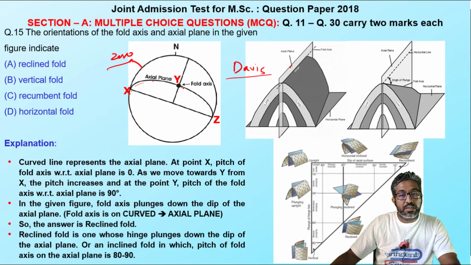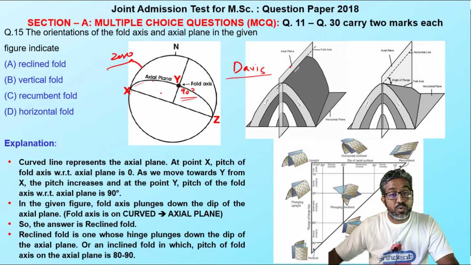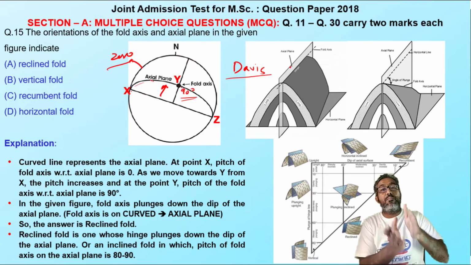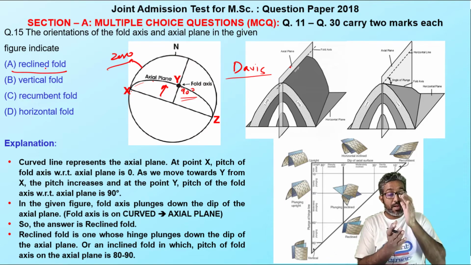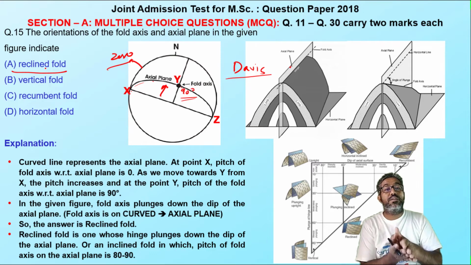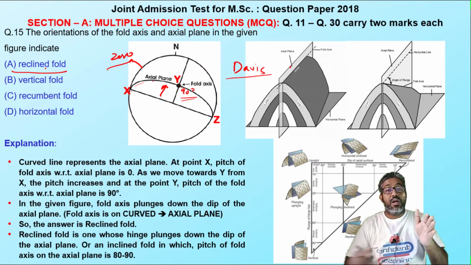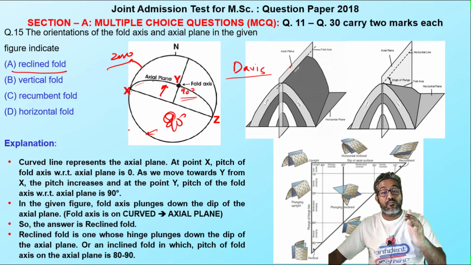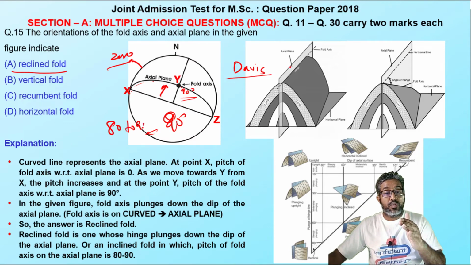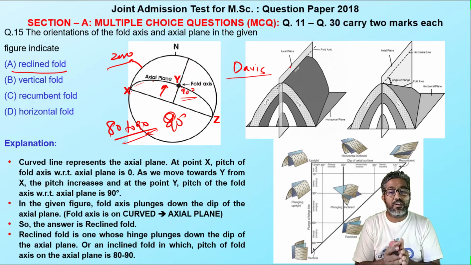With respect to this fold axis, it has 90 degrees. Both are in the same direction, which means they are parallel to each other. If they are parallel to each other, what do you mean by this? This is the definition of the reclined fold. If the fold axis and the axial plane are parallel to each other, they represent the reclined fold. Here the value is 90 degrees, and you know that an inclined fold having a value of 80 to 90 degrees is known as a reclined fold. This is only related to the definition, nothing else.